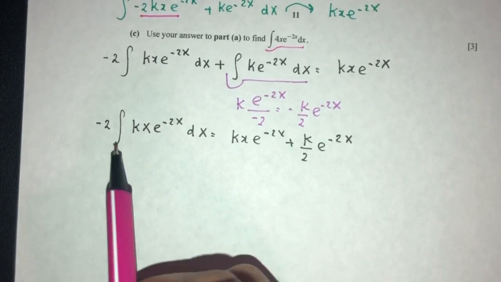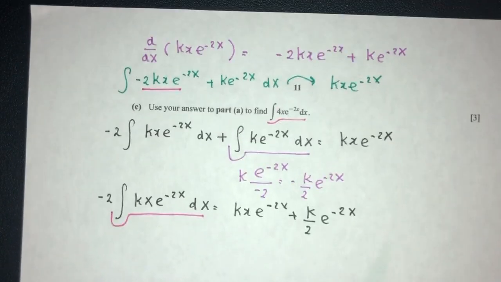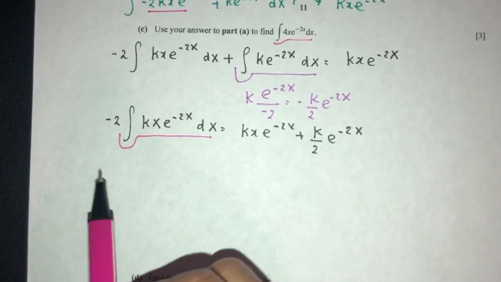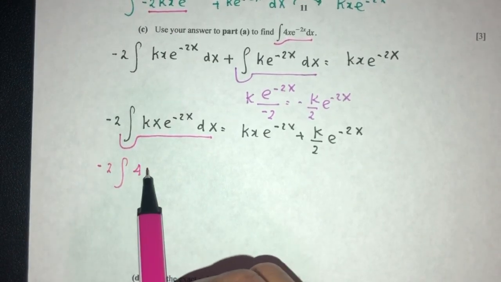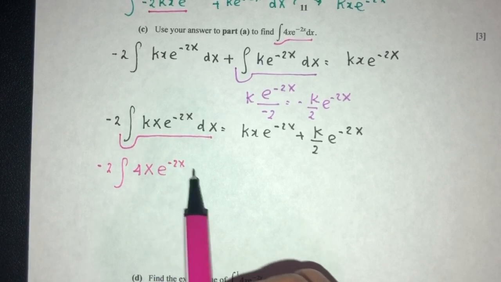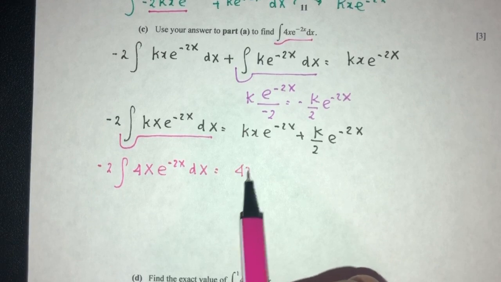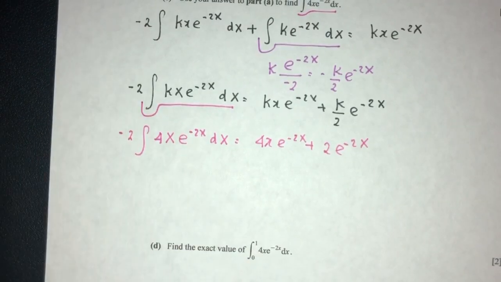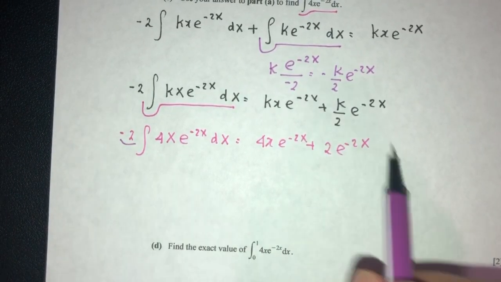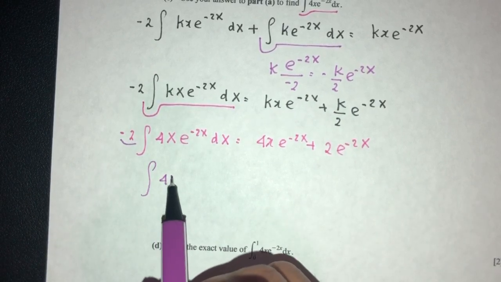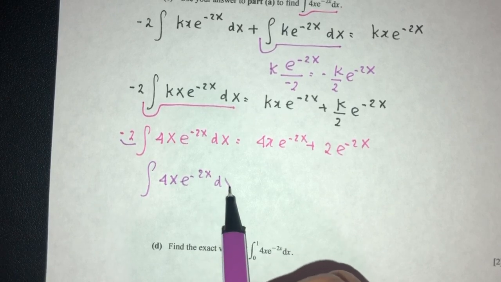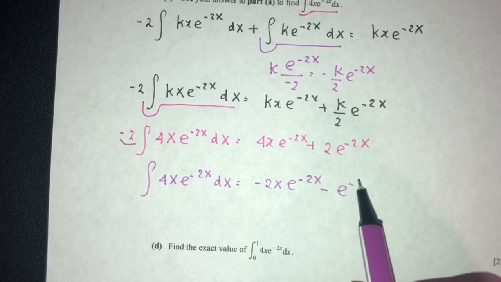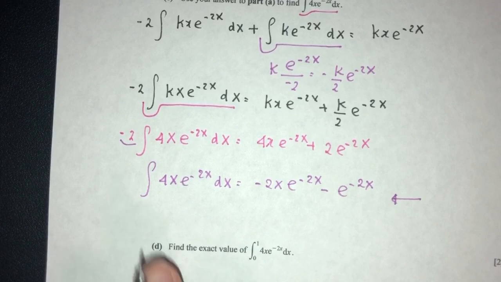Now, obviously, by comparison, we want to solve this where k is a value of 4, right? So you have minus 2, 4x exponential this one and this one. That should be 4x exponential of minus 2x plus 2 exponential minus 2x. Now send this over here because it's minus 2. So finally, this will become the value of minus 2x exponential minus 2x, minus this one. Here you go.